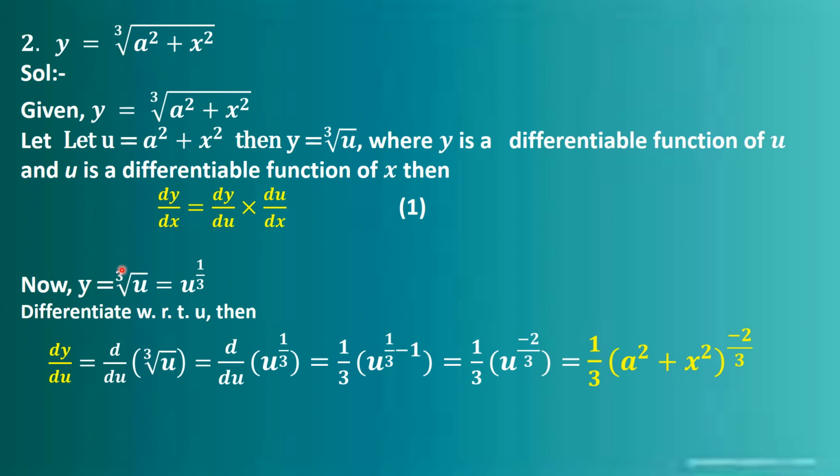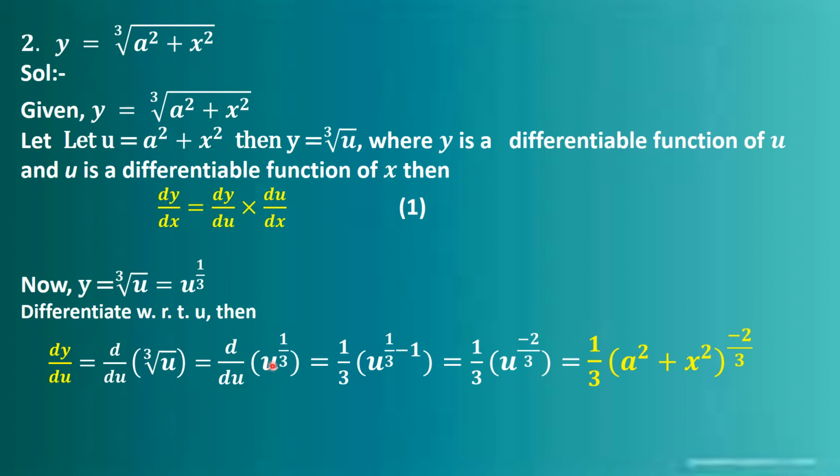Why? Because we have already taken u is equal to a square plus x square. So y is equal to cube root of u, which can be written as u raised to 1 upon 3. Now we will differentiate this y with respect to u. Then dy by du is equal to d by du of cube root of u, which is equal to d by du of u raised to 1 upon 3.